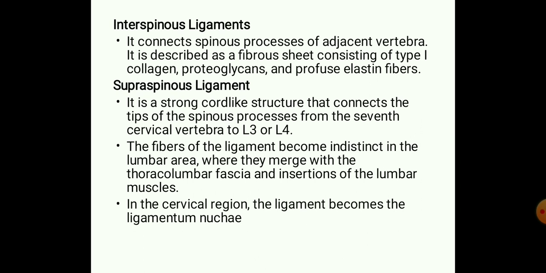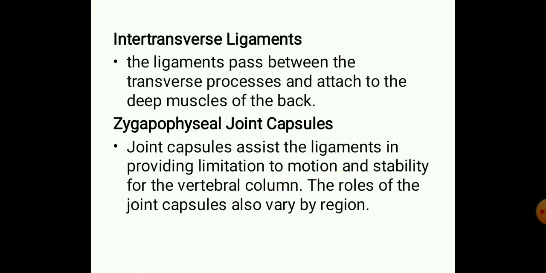From the L4 lumbar vertebra, it continues as the thoracolumbar fascia and ends in some lumbar muscles. So this ligamentum nuchae is a structure which mainly gives origin to some muscles in the cervical region, and it also gives some support to the cervical region.